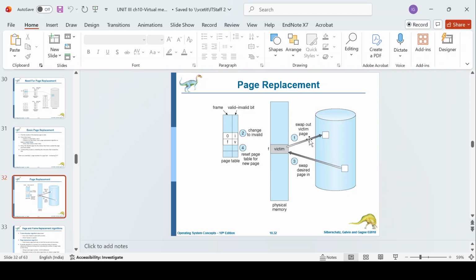This is an example. First, we need to select a victim page. That victim page should be swapped out to the disk. And we need to swap in the desired page into physical memory. And that should be updated in the page table.